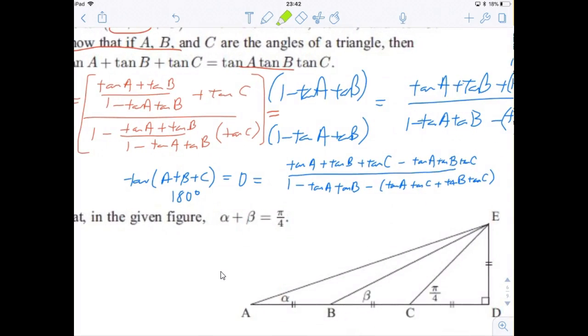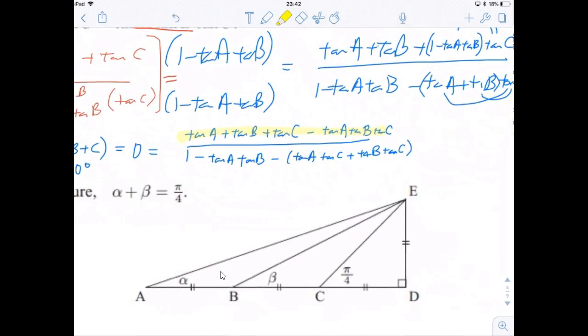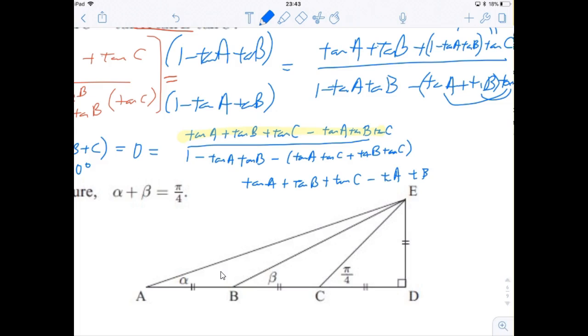And if the ugly fraction is 0, that means that the numerator must be 0. Because whenever a fraction is 0, the numerator is 0, and the denominator is anything it wants to be as long as it's not 0 also. So, if we know that the top is 0, then basically we could set the whole thing equal to 0. So tangent of A plus tangent of B plus tangent of C minus tangent of A, I'm going to abbreviate it by just writing T's, tangent of B, tangent C is equal to 0.